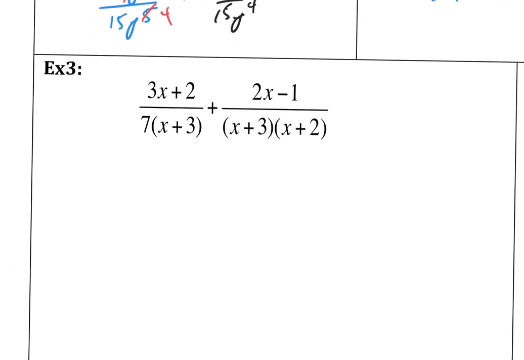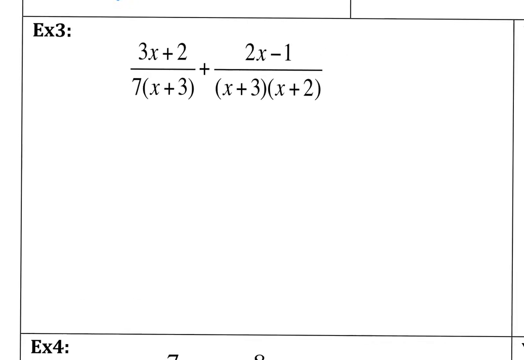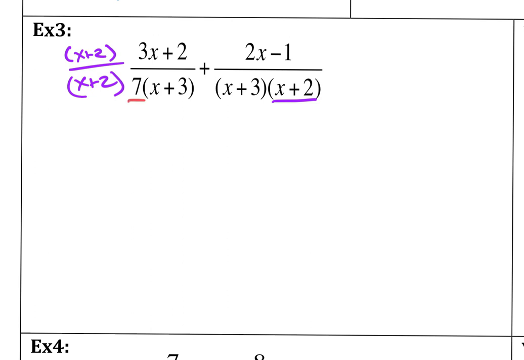So we're going to need to make that happen, and this is going to require a little more multiplying than what we're used to. I'm going to start by identifying that I am missing a x plus 2 with my fraction on the left. So I'm going to multiply by x plus 2 over x plus 2. And then with my fraction on the right, I notice that I am missing the 7, so we're going to multiply by a 7 over 7.